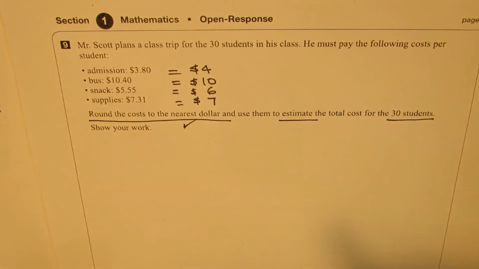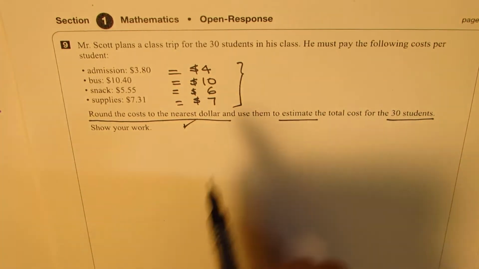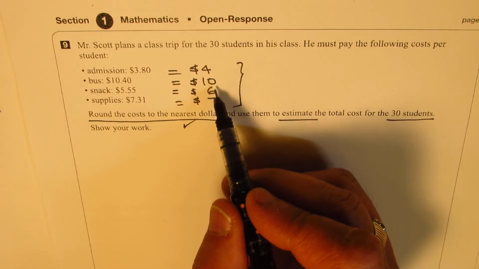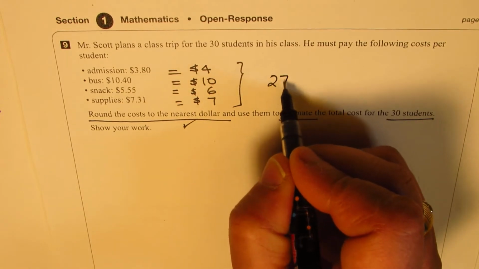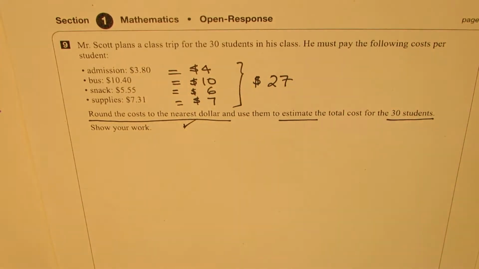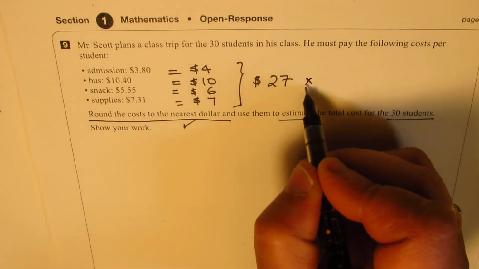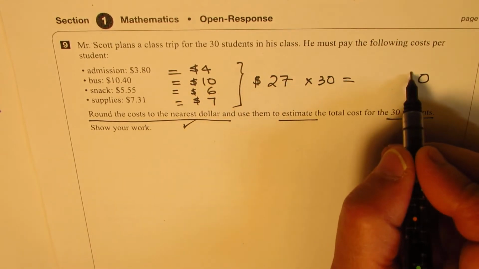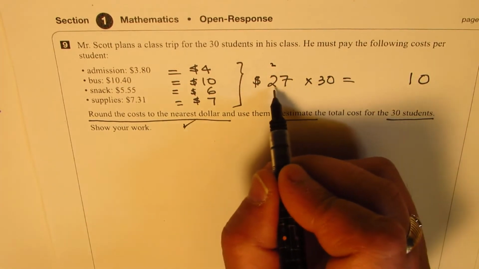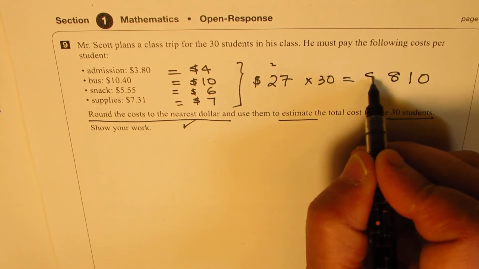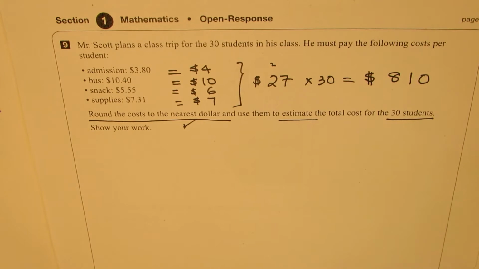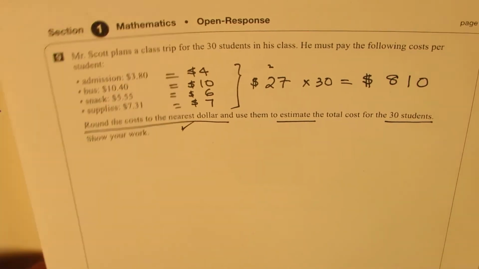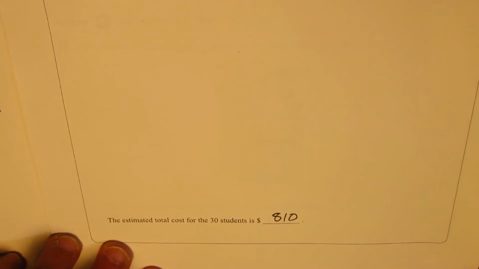Is that clear? Now we have to estimate by just adding them up. Now 4, 10, 14 and 6, 20 and 7, 27. So we get $27 as our estimate. For 30 students, we have to multiply this by 30. So 0, and 3 times 7 is 21. We have to write 2. 3 times 2 is 6 and 2, 8. So $810 is the total amount, right? So that is how you have to show your work. And finally, write down the answer at the end. It says estimate the cost. So cost in dollars is $810. Dollar sign is already written, right?